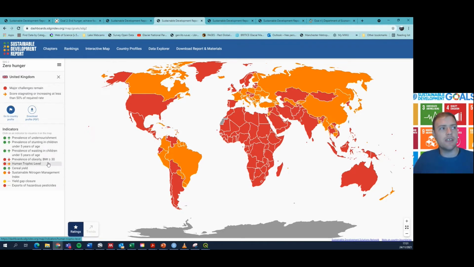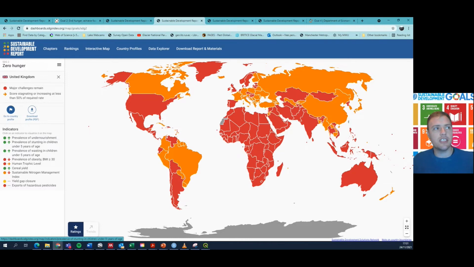But we can see other goals that we haven't reached. Our prevalence of obesity, we've got significant challenges remaining. The human trophic level, so we need to change our diets. We're consuming too much meat and inefficient food, and we're also red for exporting hazardous pesticides.